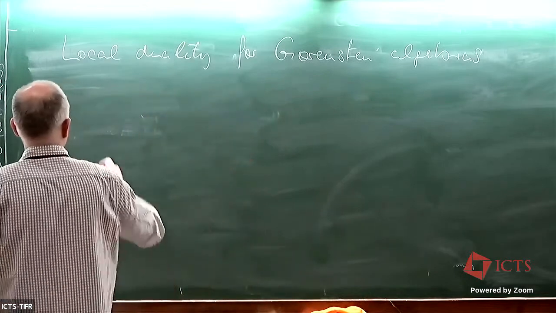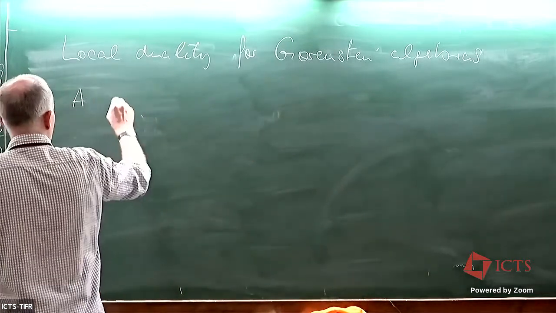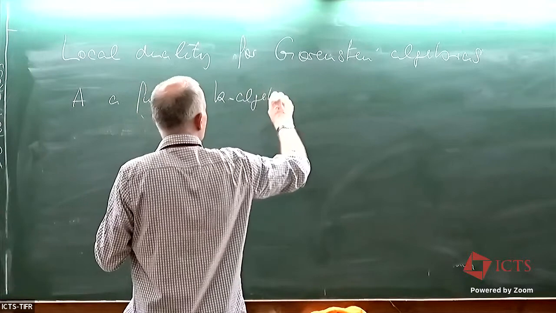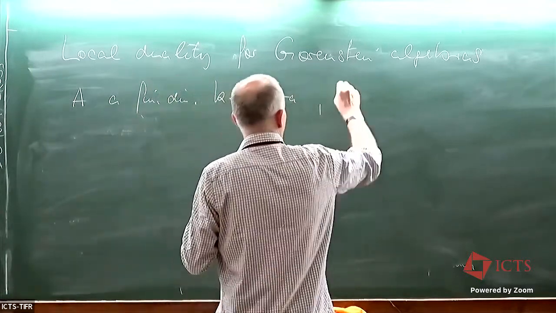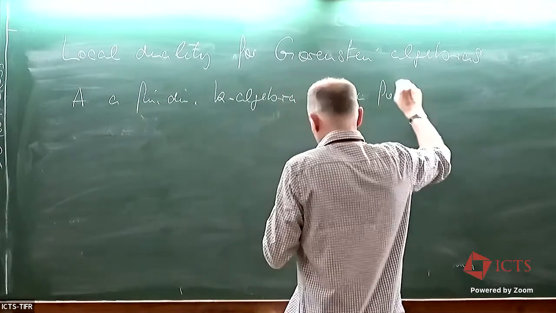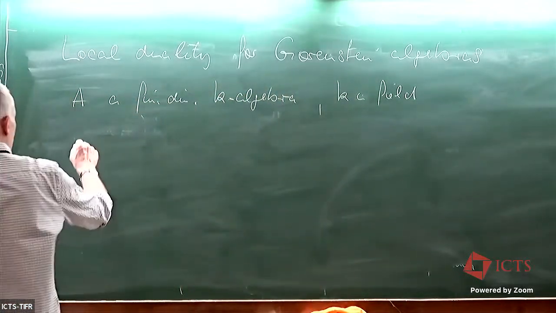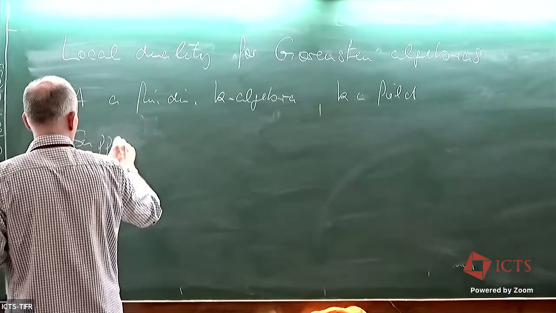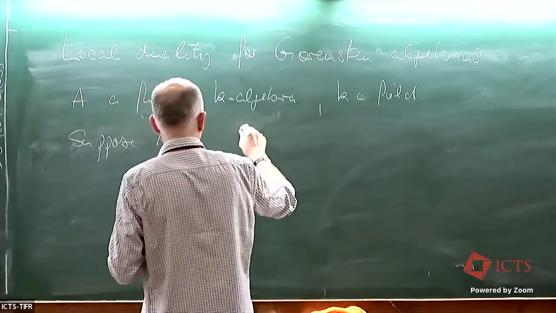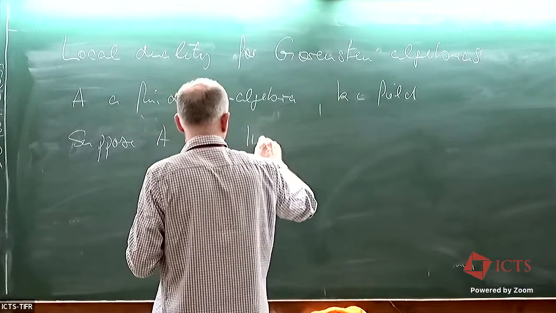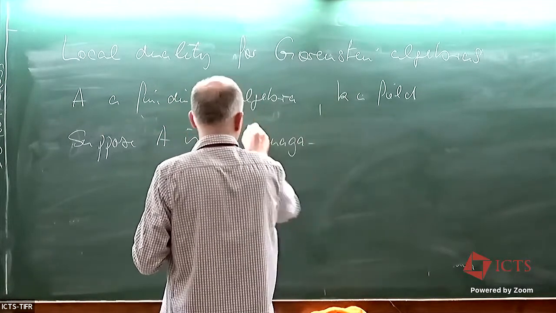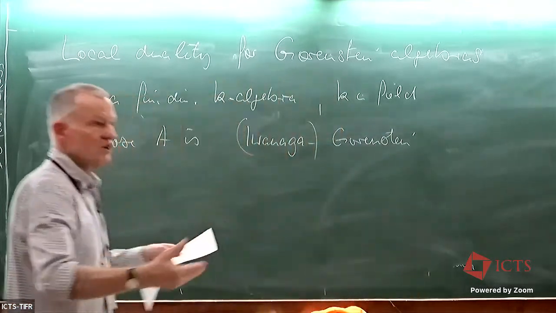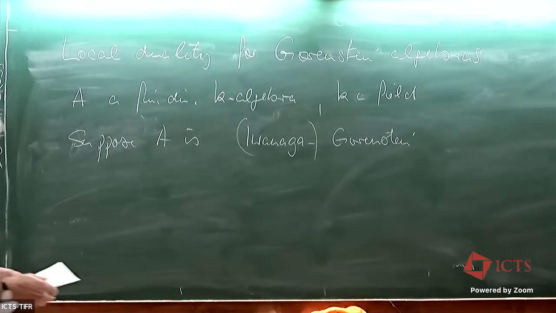So if K is a field, always a field, and A a finite dimensional K-algebra, then we assume that A is Gorenstein, or Iwanaga-Gorenstein. So the injective dimensions of A are finite on the left and on the right.